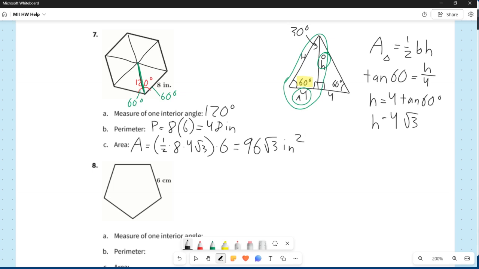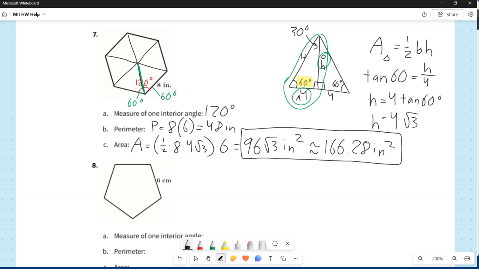Now, if you take your calculator and plug in for √3, what we end up getting is approximately 166.28 inches squared. And so if you want to express your answer exactly, the area of this hexagon is exactly 96√3 square inches. And if you want to plug in for √3, which is an irrational number, it is approximately 166.28 square inches.